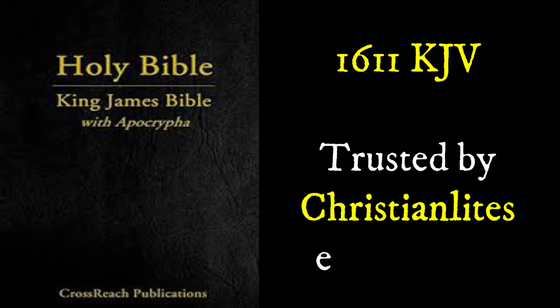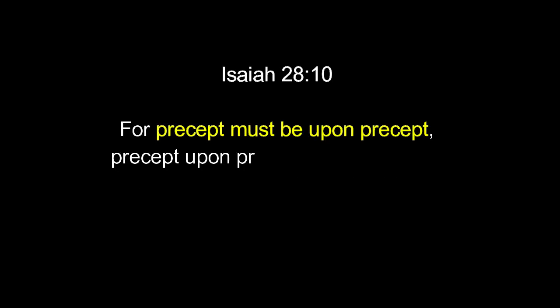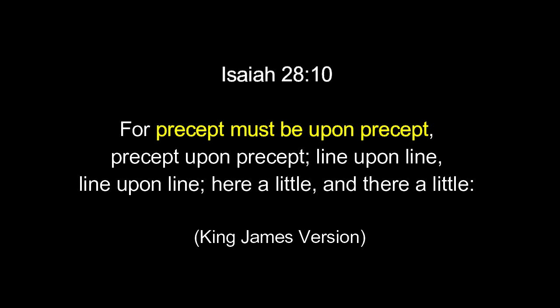I'll read from the King James Version because it's the version that is mostly used by Israelites today. Isaiah chapter 28 verse 10 reads thus: For precept must be upon precept, precept upon precept, line upon line, line upon line, here a little and there a little.